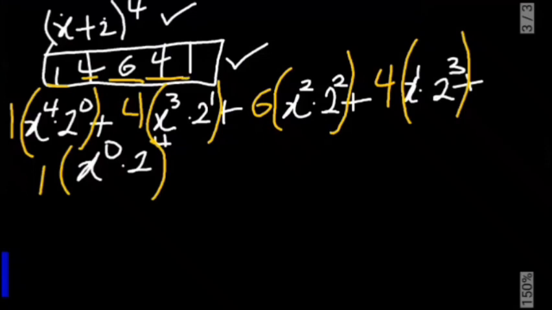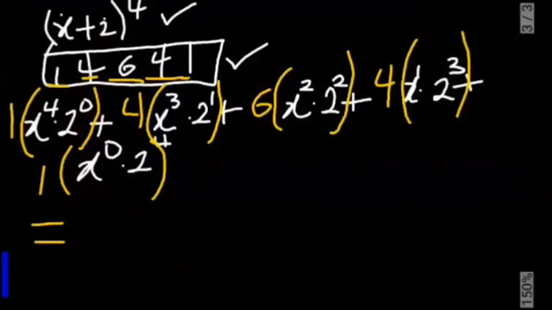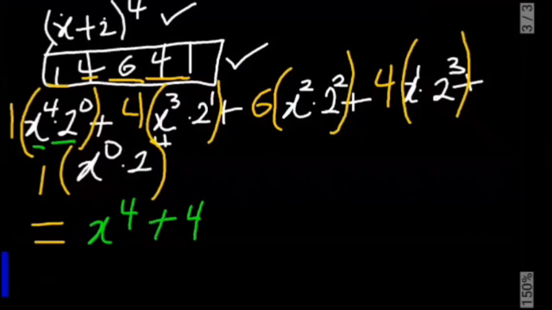From here, we just get our answer, we multiply. So x raised to the power 4 multiplied by 2 raised to the power 0. Don't forget, anything raised to the power 0 is 1. So 2 raised to the power 0 is 1, multiplied by x raised to the power 4. 1 times x raised to the power 4, that is x raised to the power 4. Plus 4. So 2 raised to the power of 1 is 2, so we have 2 multiplied by x raised to the power of 3. So we have 2x cubed.